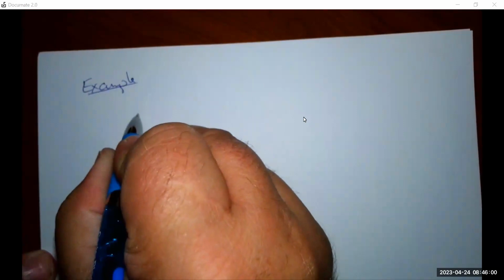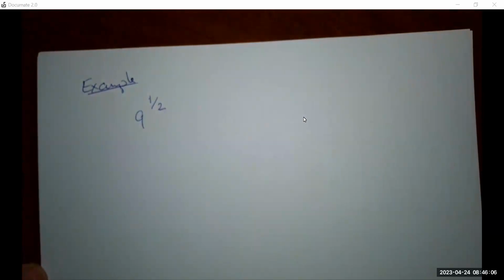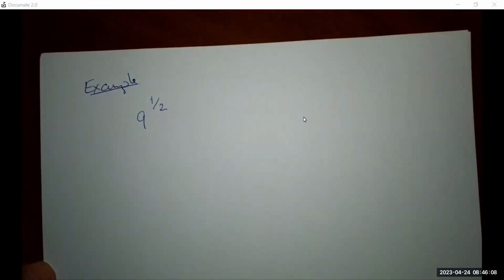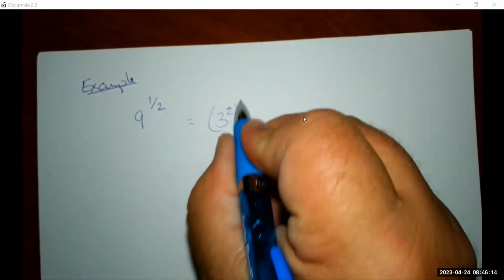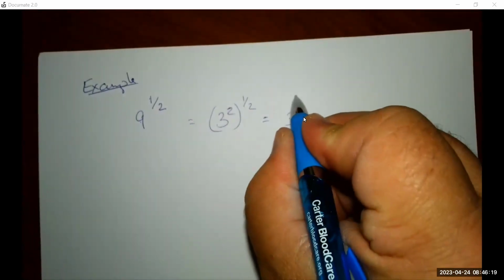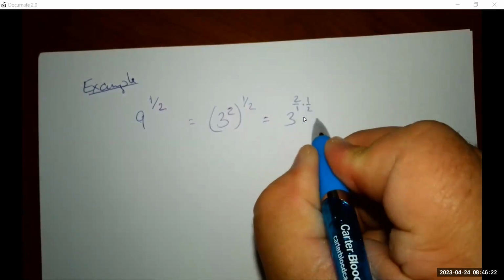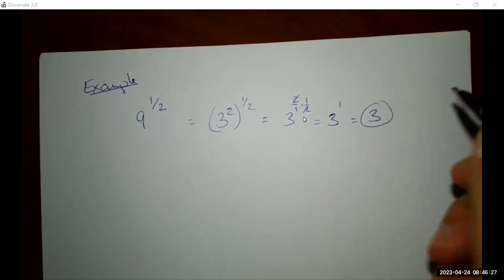All right, let's look at some examples here. 9 to the power 1/2. 9 is made up of 3 times 3, so it's 3 squared to the power 1/2. So 2 over 1 times 1 over 2. The 2's cancel. So the answer is 3.